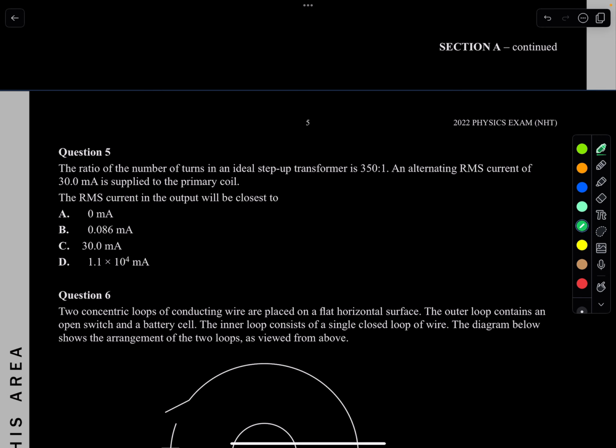Let's have a look at that. The ratio of the number of turns in an ideal step-up transformer is 350 to 1. An alternating RMS current of 30 milliamps is supplied to the primary coil. The RMS current in the output will be closest to what? So let's just draw a transformer here.